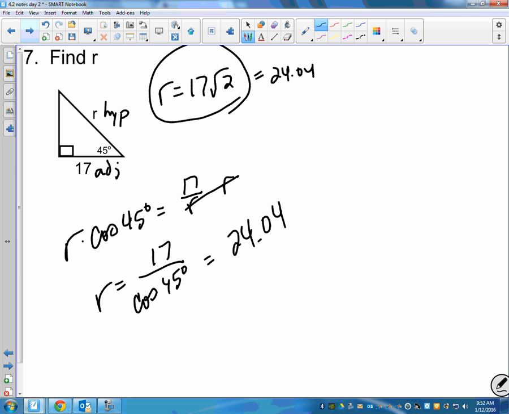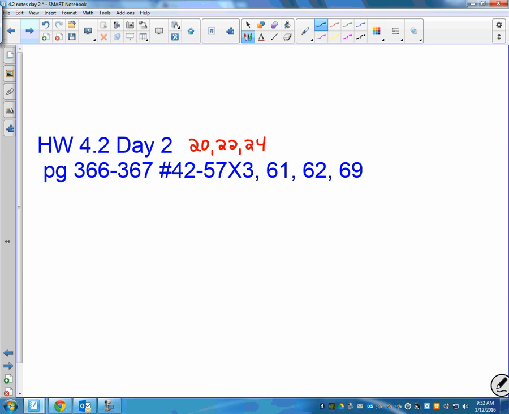Okay? So, remember that I kind of switched up the homework yesterday, which means day 2 on your homework sheet says this. 42 through 57 multiples of 3, 61, 62, and 69. I also want you to add 20, 22, and 24. Yesterday it said 19 through 24 all. That was 6 problems. I just put half of them on there, but I really want you to do those as well. So, we've kind of adjusted the homework sheet, but we're still covering the same amount.